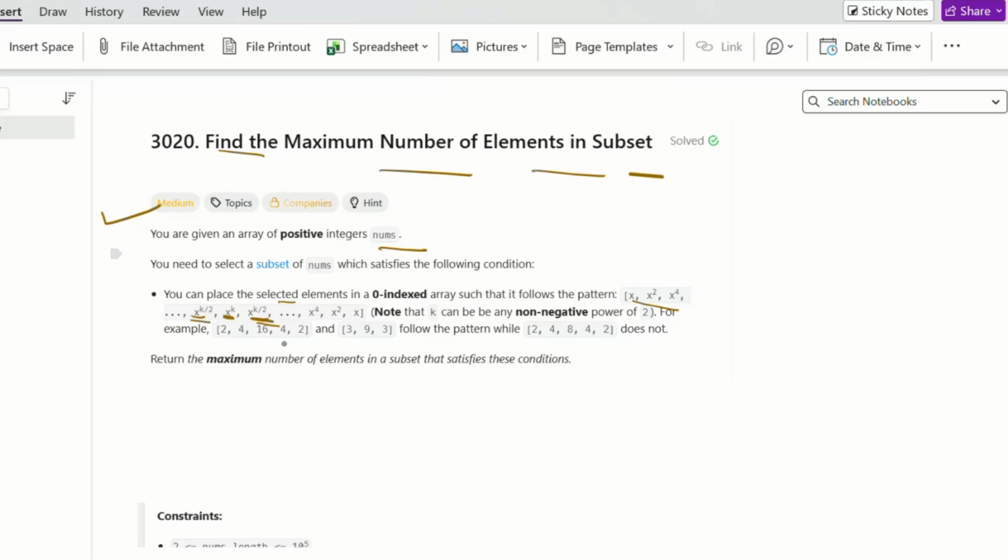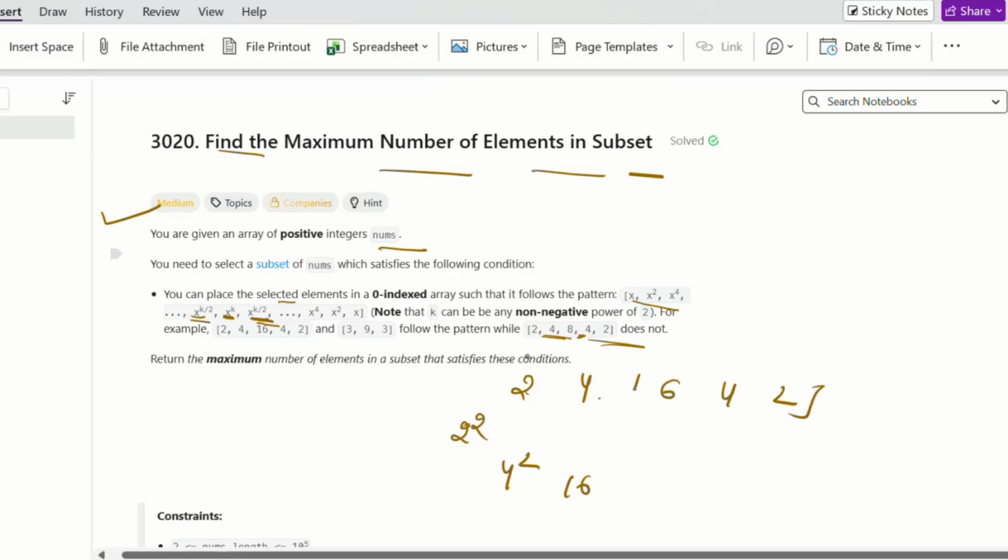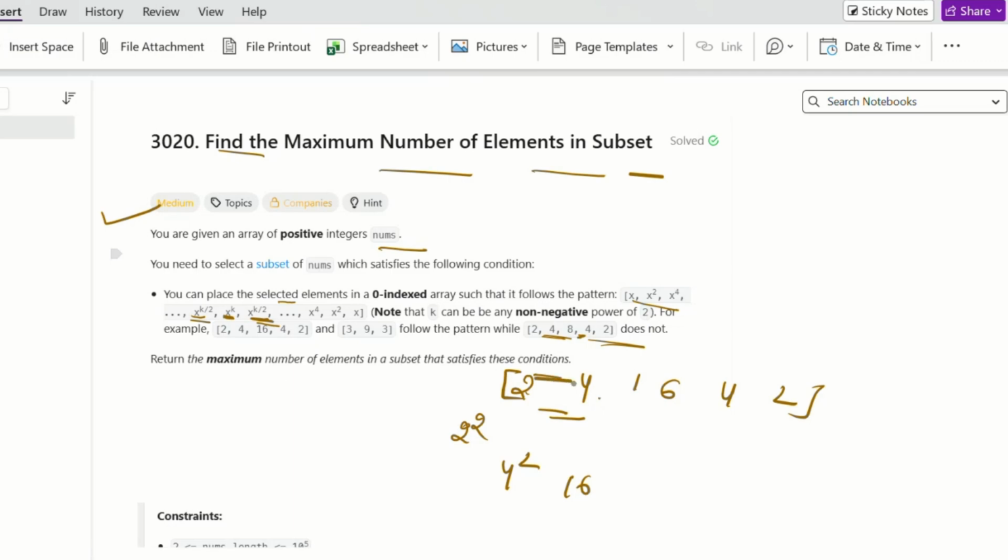For example, 2, 4, 16, 4, 2 and 3, 9, 3 follow the pattern, while 2, 4, 8, 4, 2 does not follow the pattern. Why is it not following the pattern? Because 2, then 2 square is 4, then 4 square will be 16. So in place of 8, it should be 2, 4, 16, 4 and 2. This is a valid subset. So we need to return the number of elements in a subset that satisfies these conditions.